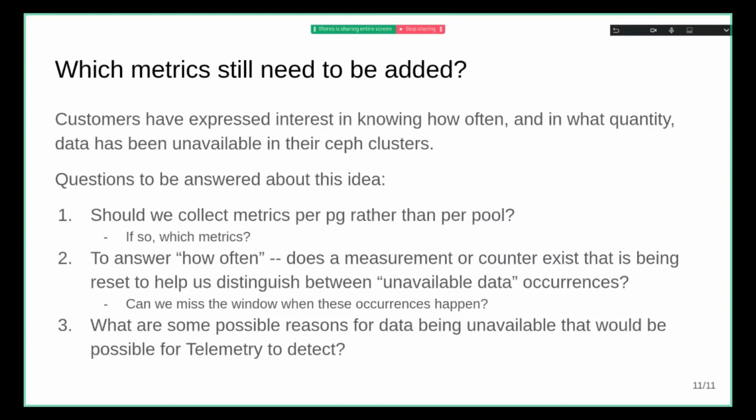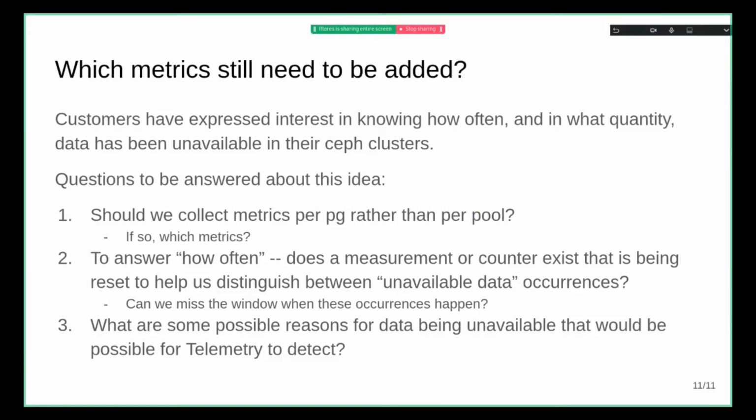Should we collect metrics per PG rather than per pool? The answer to that is probably yes. And if so, which metrics do we need to collect? And then to answer the how often of that question, does a measurement or counter exist that is being reset to help us distinguish between unavailable data occurrences? Can we miss the window when these occurrences happen? And then lastly, what are some possible reasons for data being unavailable that would be possible for telemetry to detect?